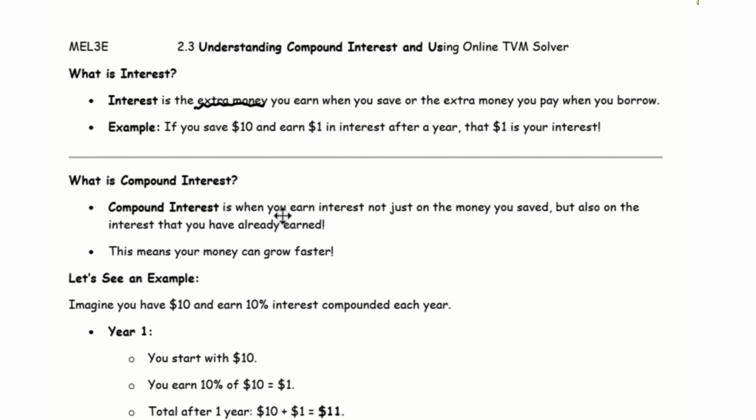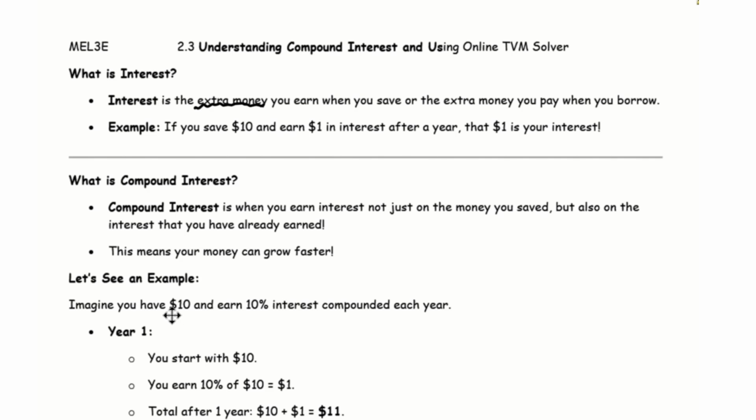Compound interest is when you earn interest not just on the money you saved, but also on the interest that you have already earned. With simple interest, you only earn interest on the money you saved. With compound interest, you also earn money on the interest you have earned. So this means your money can grow fast.